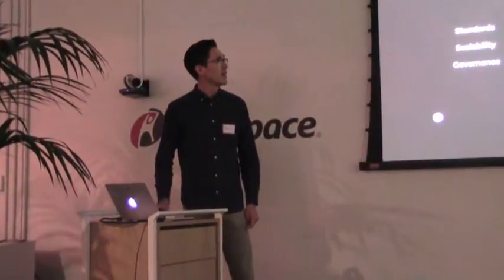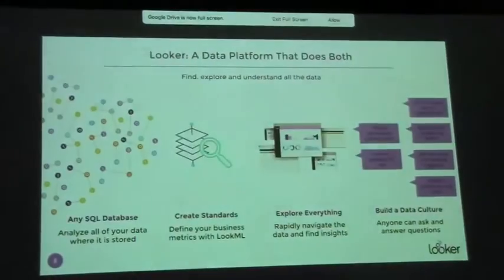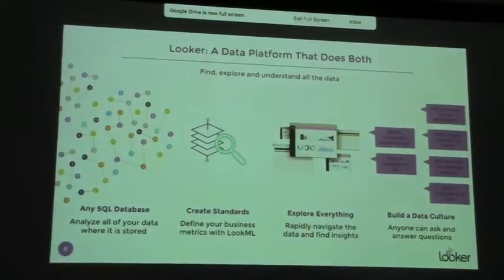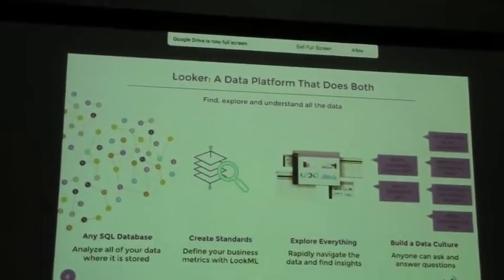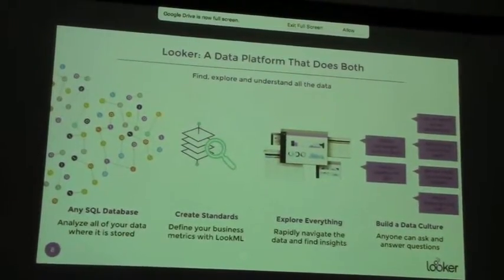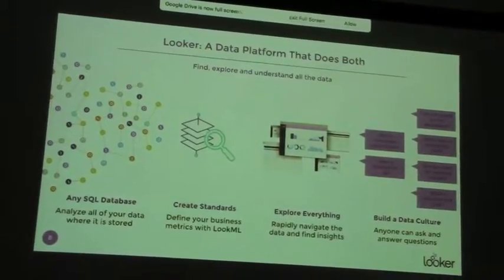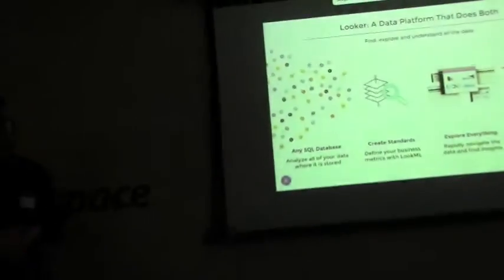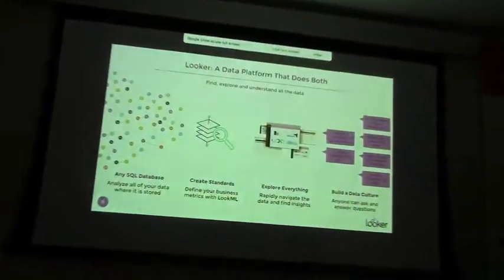So Looker, yes, there was a way to find balance, and Looker is what we built to solve that. So Looker kind of breaks out of the spectrum. We're not in between it. We don't do one half well and then the other one only half as well. We do both, and we do that using a specific set of technology.